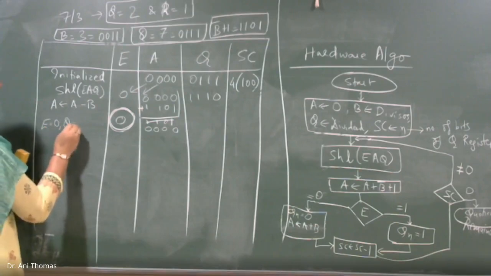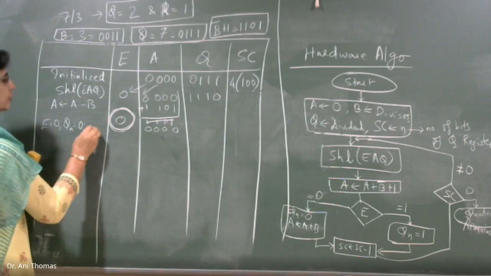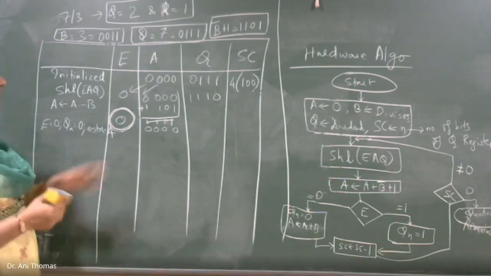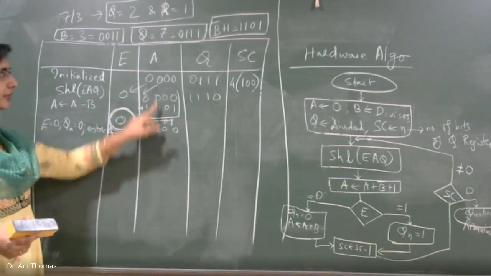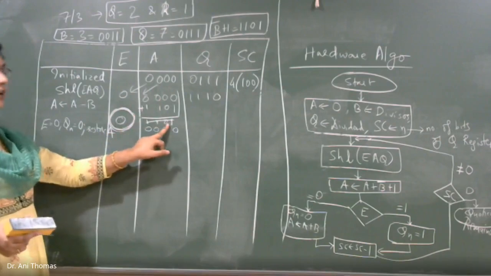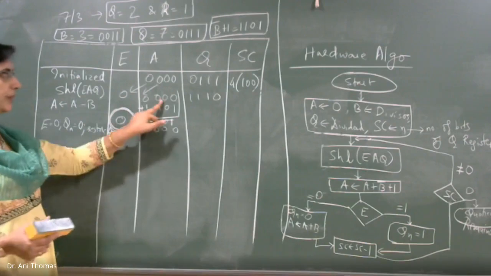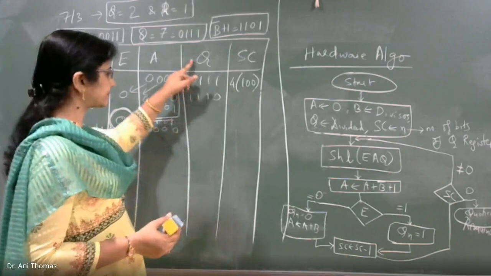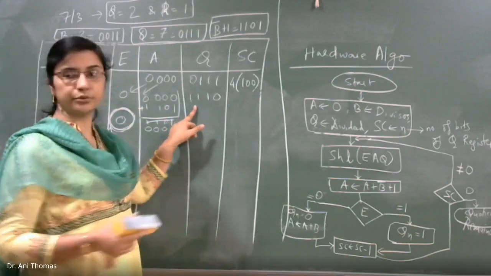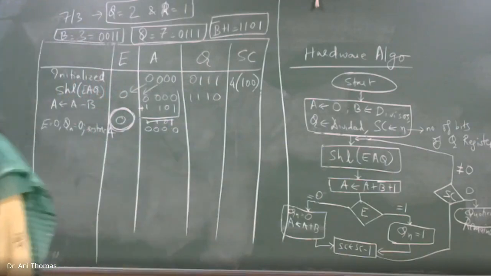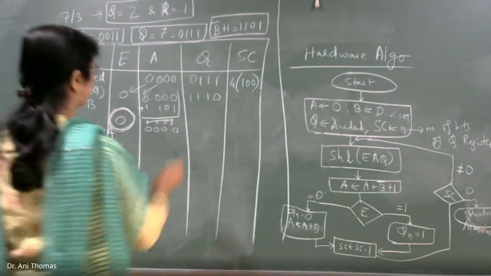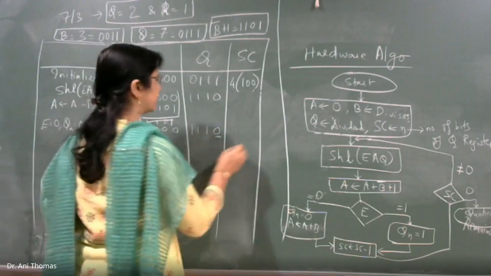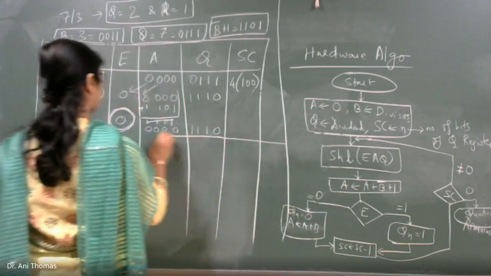So Qn will be 0 and restore A. So E is 0. We are restoring the value of A, not the value which we have added. This value is the previous value of A before addition. Then this Q already has a 0 value there, so it is kept as it is. And here we finish one step.